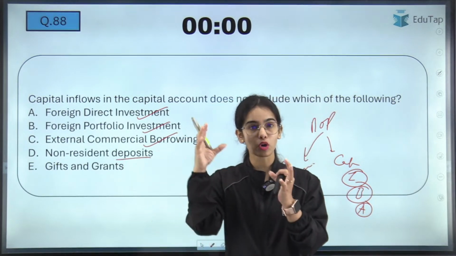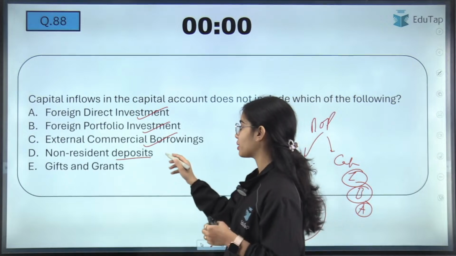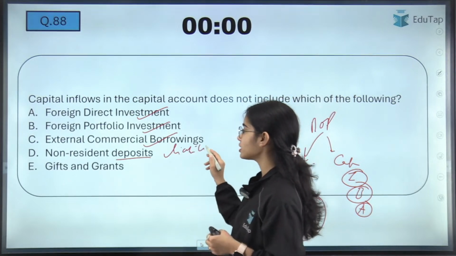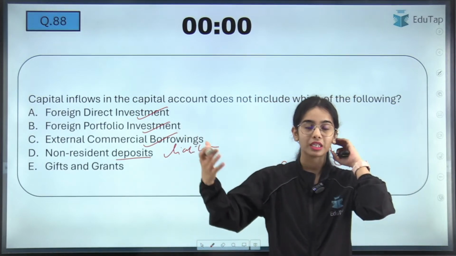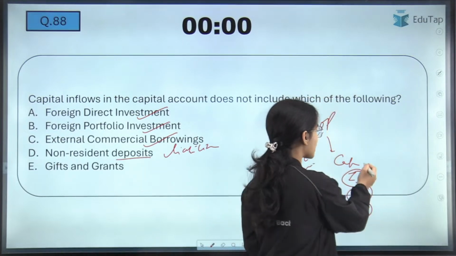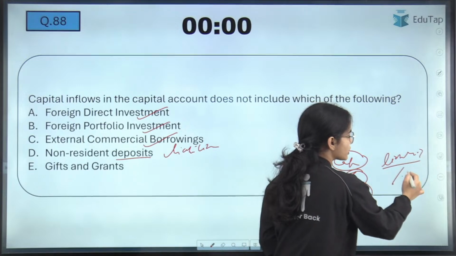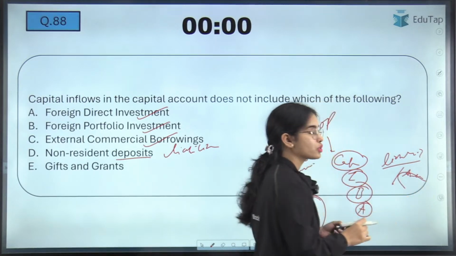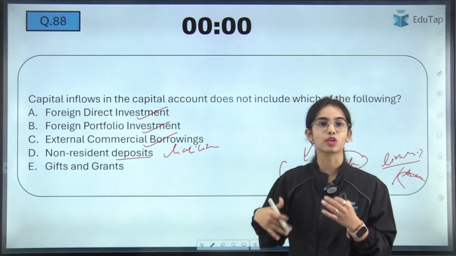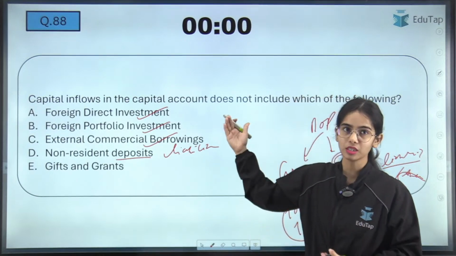This is the deposit that is coming into our country. So this is a liability for our country because we have to return this money. So the capital account includes the liabilities of our country, or it includes the assets of our country. So the non-resident deposit is also a liability. This is also included in the capital account.